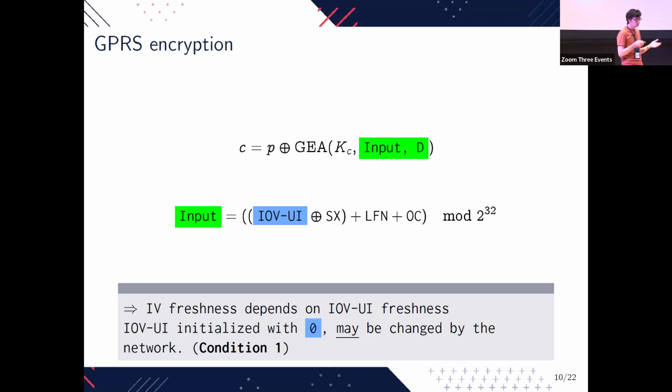Well, you have a mobile that comes to a GPRS network, starts encryption, and the first IV that will be used is a 0 XOR a constant plus 0, and so you have your IV. Another mobile comes and also starts a session and also uses the same IV to encrypt the same message or a different message. So basically, if IOV-UI is never changed, all new GPRS sessions will use the same sequence of IVs to encrypt their messages. So we have found our magical IV, we have our condition 1.